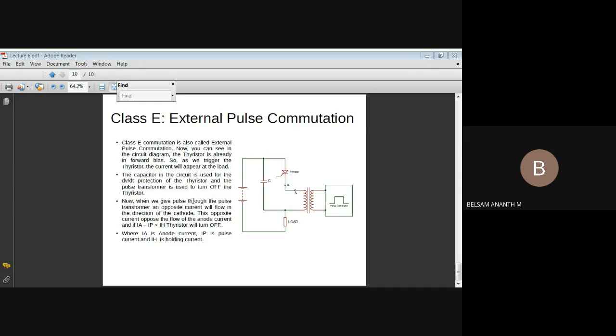So these are all the various commutation techniques. I'll just stop sharing this one. So these are all the things, okay, I'll open another one. Just a minute.